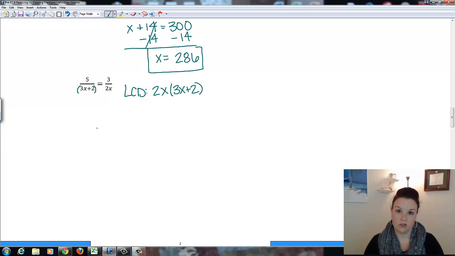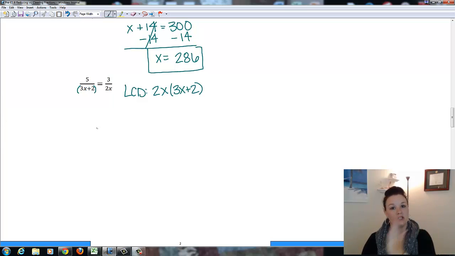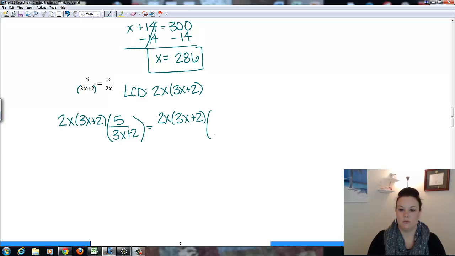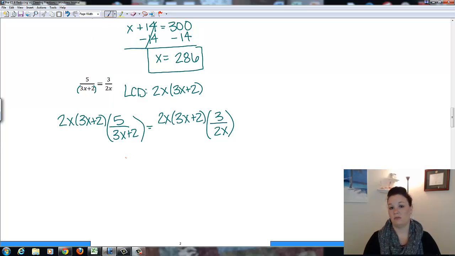Some of you may have learned cross multiply. That's fine. That only works when you have one fraction on each side of the equal sign, and the reason we can cross multiply is because of what I'm doing here with the clearing fractions. I'm going to multiply by 2x and 3x plus 2 on the left hand side, so 5 over 3x plus 2 is equal to, I'm going to multiply 2x times 3x plus 2 by the right hand side, which is 3 over 2x. Then just like before, I reduce my fractions away.